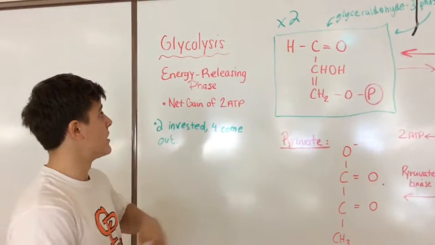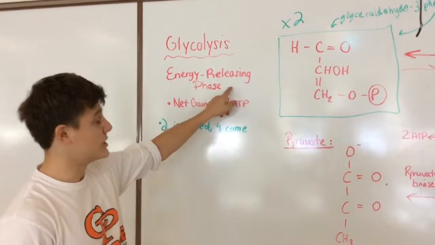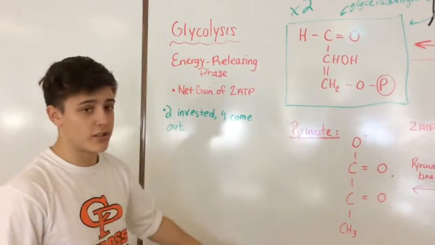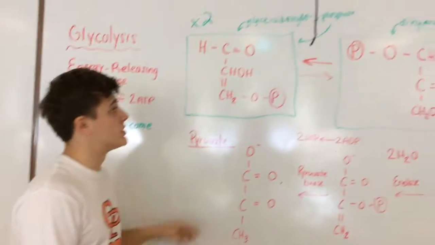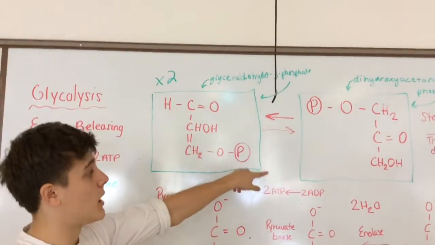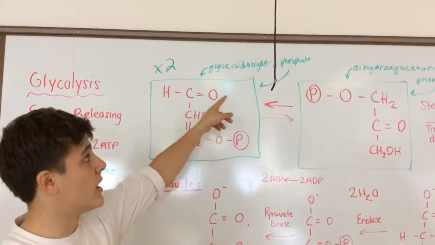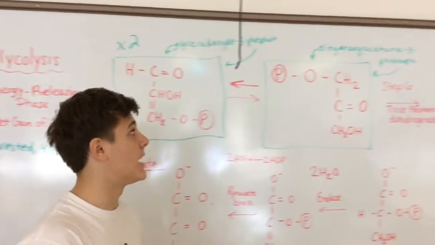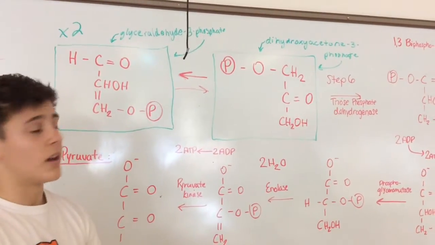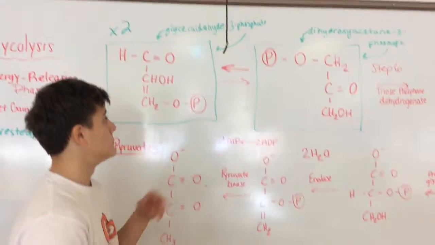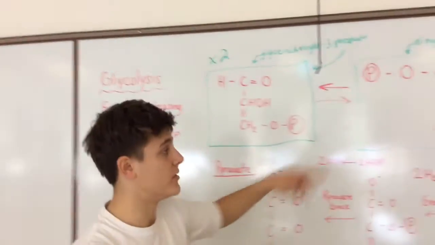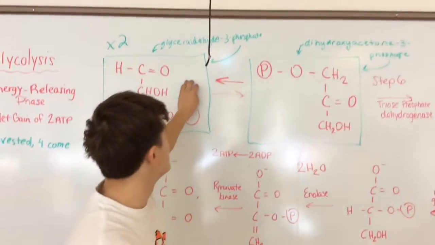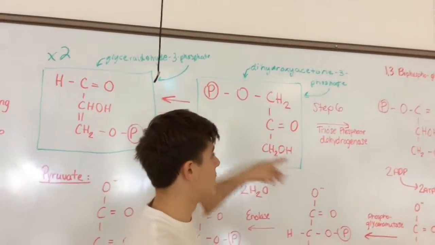The next phase is the energy releasing phase. In this phase, there's a net gain of 2. It starts out with the two compounds, the glyceraldehyde 3-phosphate and the dihydroxyacetone 3-phosphate. And it just happens twice, exactly the same, as the 2 different ones. We'll just talk about this one, glyceraldehyde 3-phosphate.